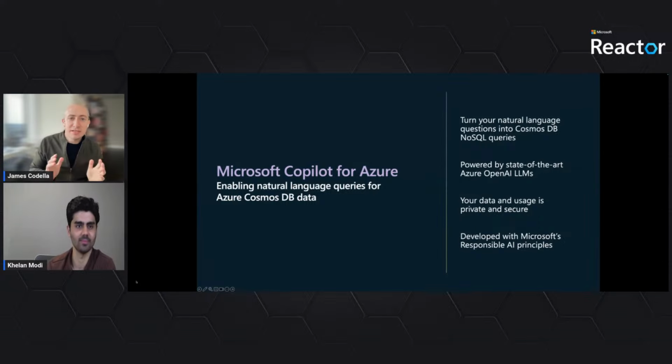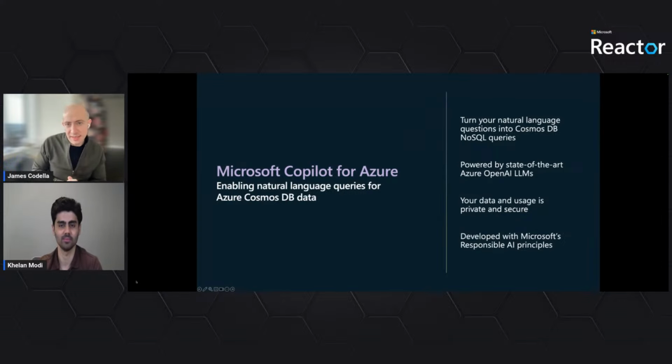Your data and usage is private and secure. None of your usage data or none of your data stored in Cosmos DB is used to train any AI model. It's kept private. There's no information shared with OpenAI. Everything stays secure within Microsoft's own ecosystem. And we've also developed it with Microsoft Responsible AI principles, ensuring that the large language model that powers the Copilot doesn't go off the rails or hallucinate or generate any potentially harmful content. We spent hours and hours doing testing and iterative work to develop it with these responsible AI principles.